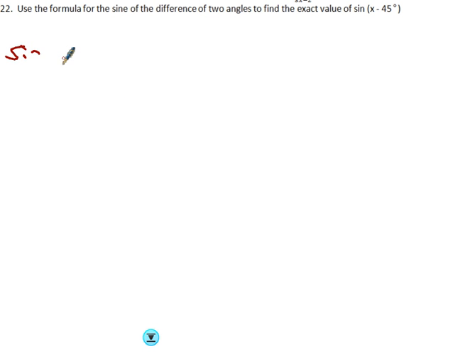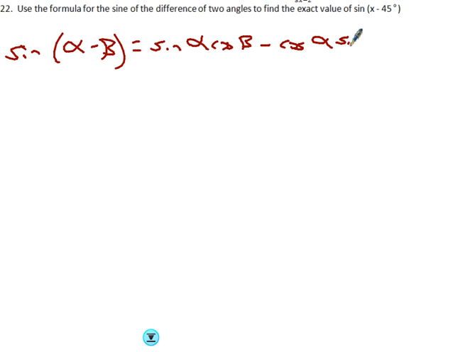So also from your formula sheet, you might remember that the sine of alpha minus beta, when you subtract two values and you want a sine value of that, you're going to take the sine of alpha times the cosine of beta minus the cosine of alpha times the sine of beta. So what we do here is we define what alpha is and what beta is. In this particular problem, alpha is going to be x and beta is going to be 45 degrees. We don't have to worry about the negative because it's already factored into it with the subtraction.